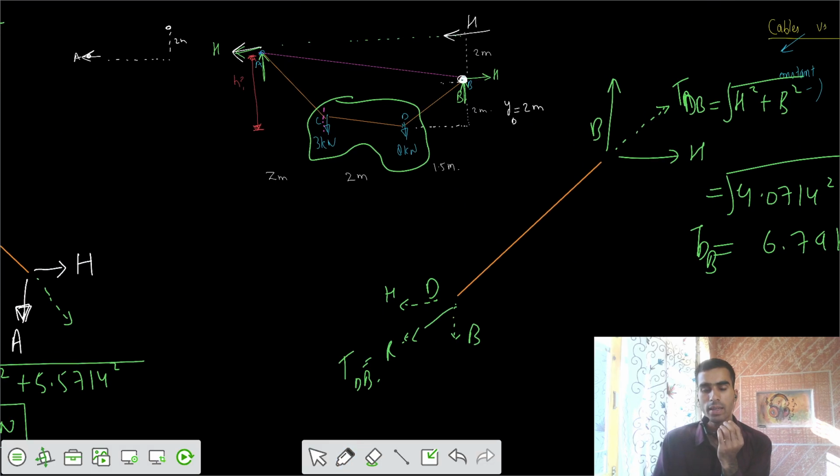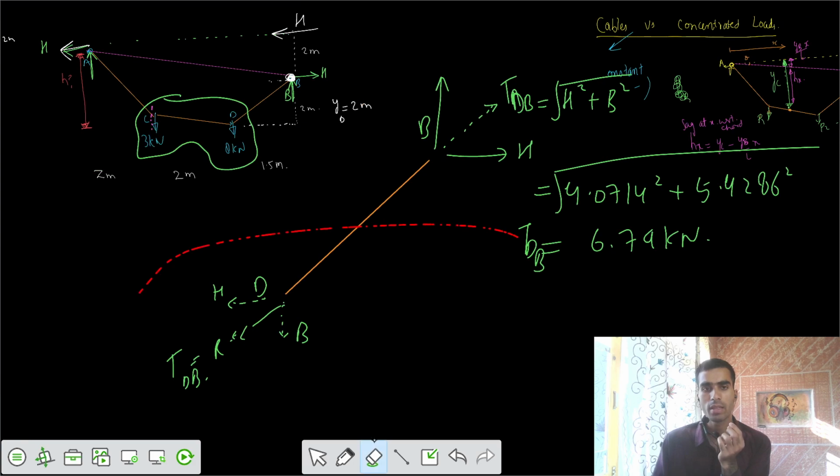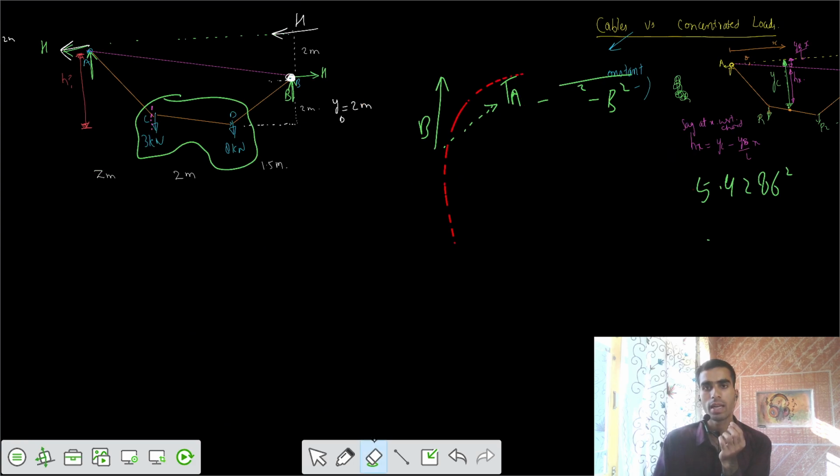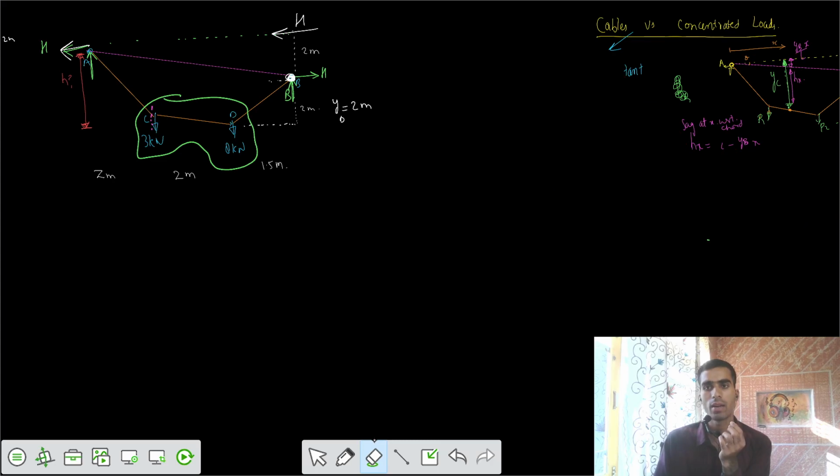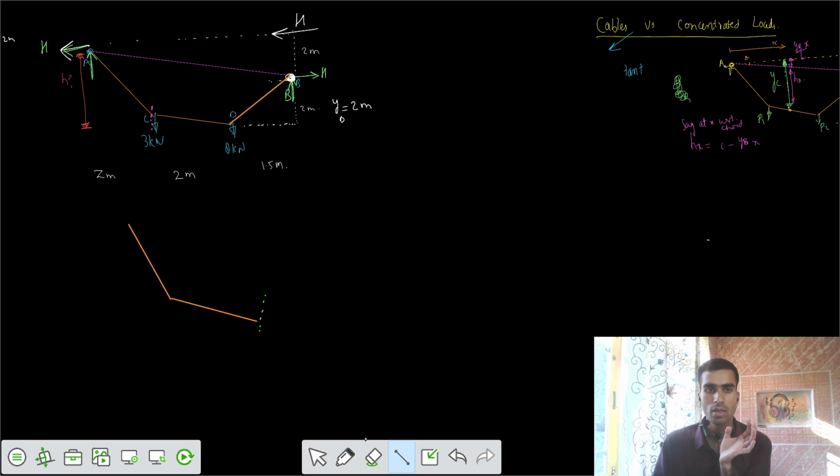And for the third case, you can take it from either side of the section. Let's take it from the left side. So you're cutting the section. You have to cut the section at the location of D. If I cut the section at the location of D, that means I have to show all other members also from either side. So let's have this one.